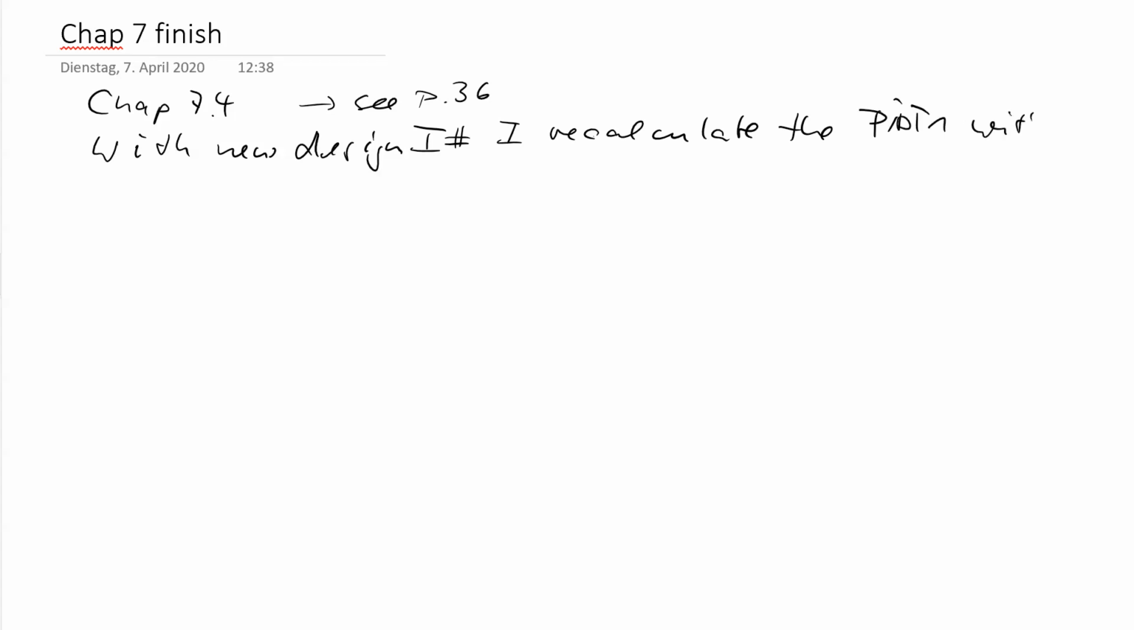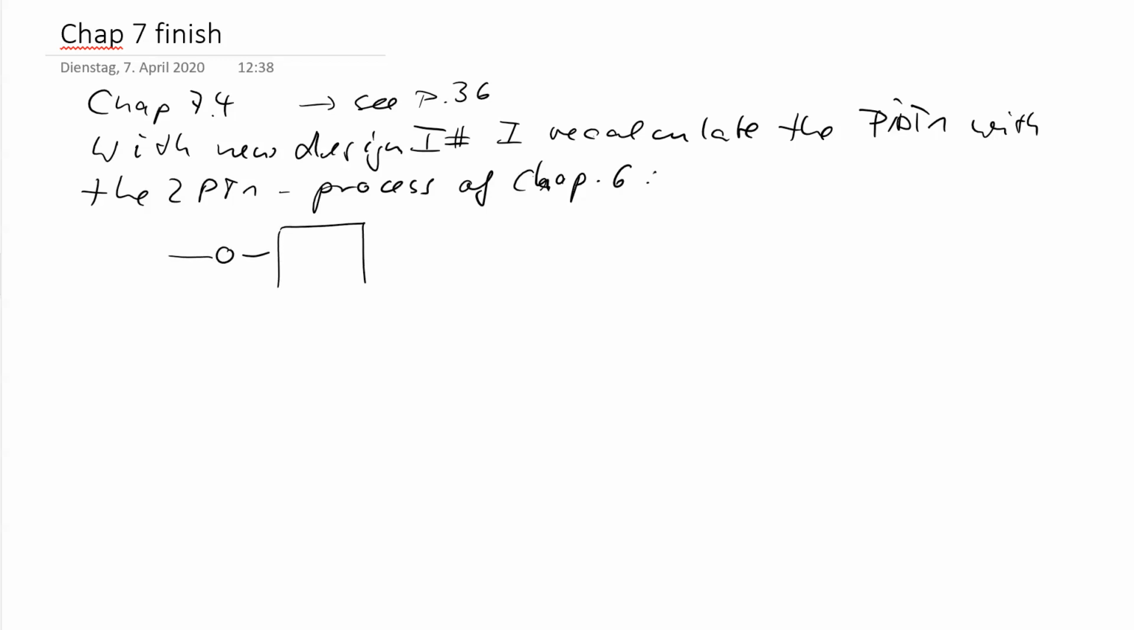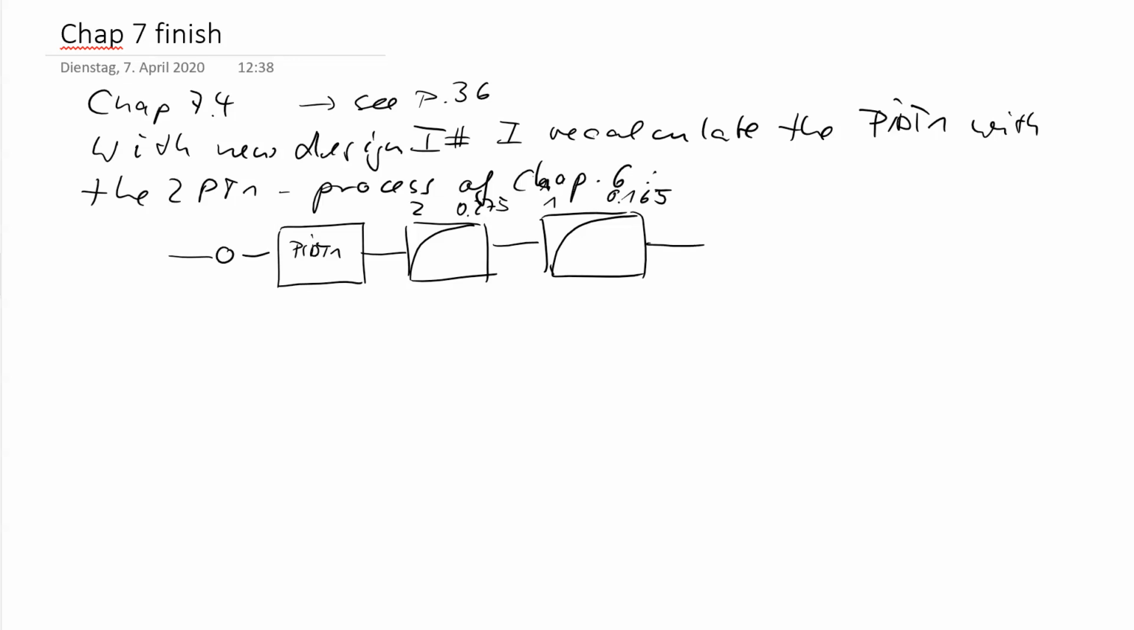the PIDT1 with the 2PIDT1 process of chapter 6. So note we have the following situation: PIDT1 controller, our first PIDT1, same time constant, this is the original process given in the task with the two time constants 275 and 165 milliseconds.